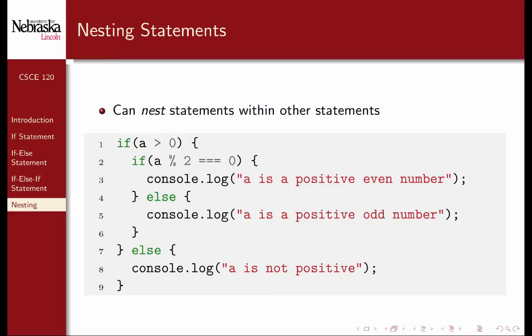If a is positive, then it makes yet another decision. If a divided by 2 has a remainder of 0, then it'll print out that a is a positive even number. Otherwise, it'll print out a is a positive odd number. Here the if-else statement from lines 2 through 6 is nested inside another if statement.